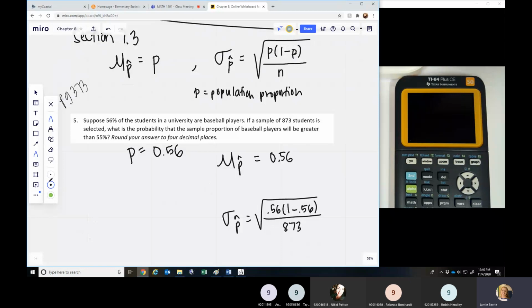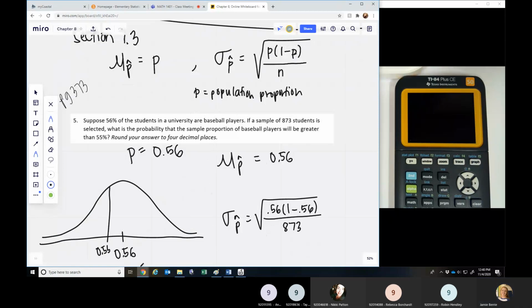Okay, now I can go over here. I'm just going to leave this like this, to avoid any rounding mistakes. I'm going to draw my picture. The central limit theorem tells you that since we can assume all those requirements are met, this probability can be approximated by the normal distribution. Mean goes in the middle, so 0.56 goes in the middle. Then mark your number of interest. What's the probability that the sample proportion of baseball players will be greater than 0.55? So maybe that's just a little bit below there. This was a greater than problem, so shade to the right.